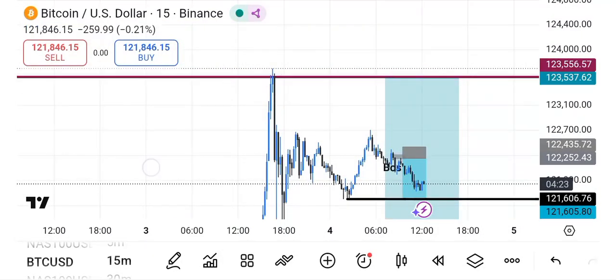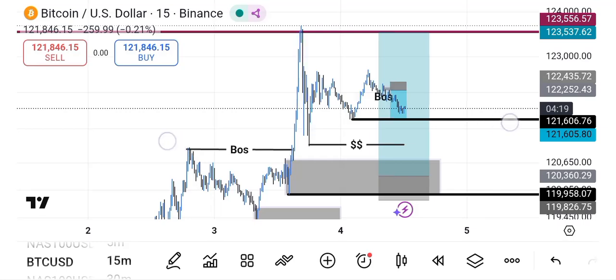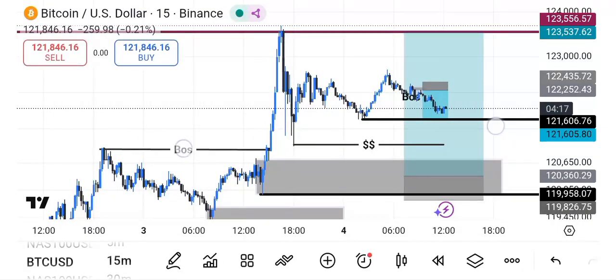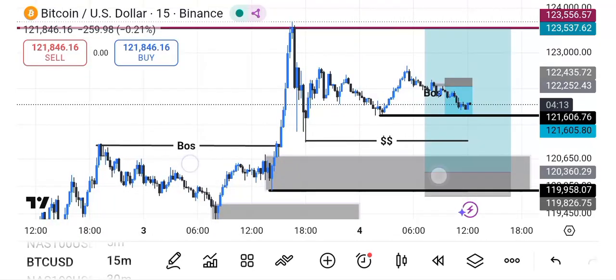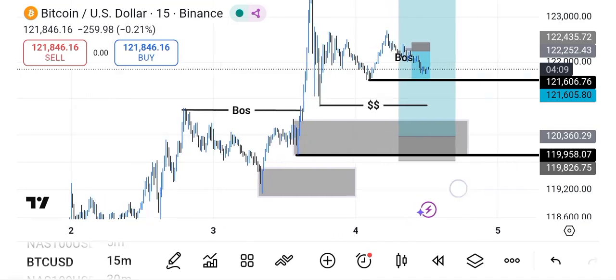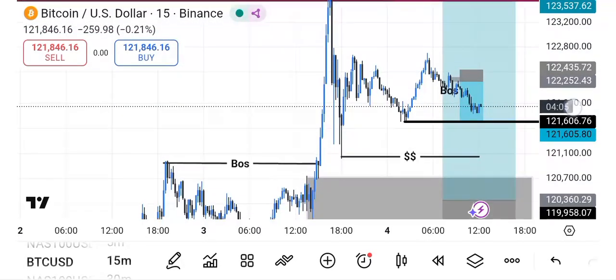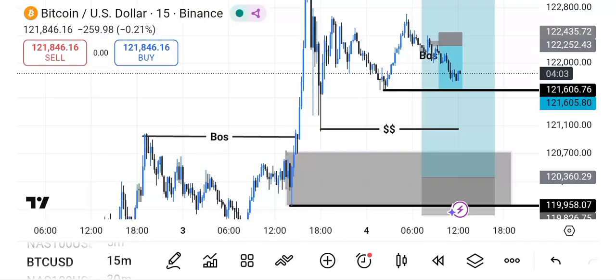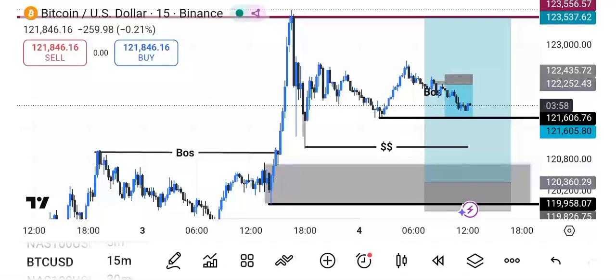So we're expecting price to come down to this zone. Unless price fails to come down and breaks above, we'll be looking at these zones here as our point of interest. But for now, we are looking at this zone as our point of interest, where we are hoping for price to come down so we can buy BTC again.